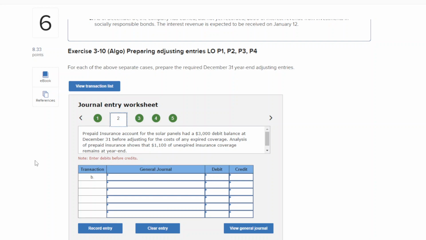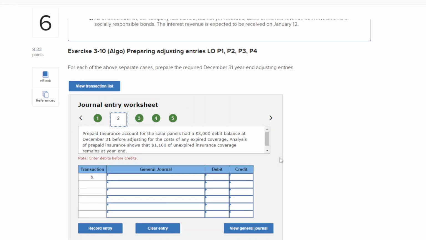This next one here wants us to adjust the amount of prepaid insurance that we used. So we started off with a 3,000 debit balance for prepaid insurance. That is an asset, so we know that's a normal balance. And there's 1,100 unexpired coverage. So that is what we want to keep in our prepaid insurance account.